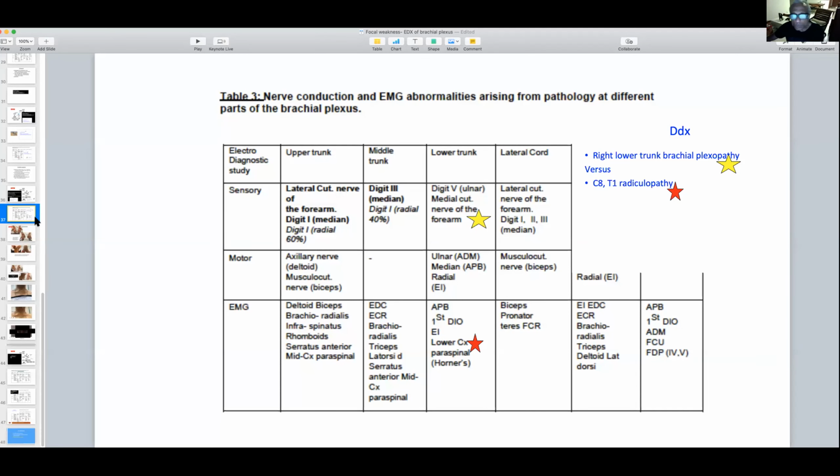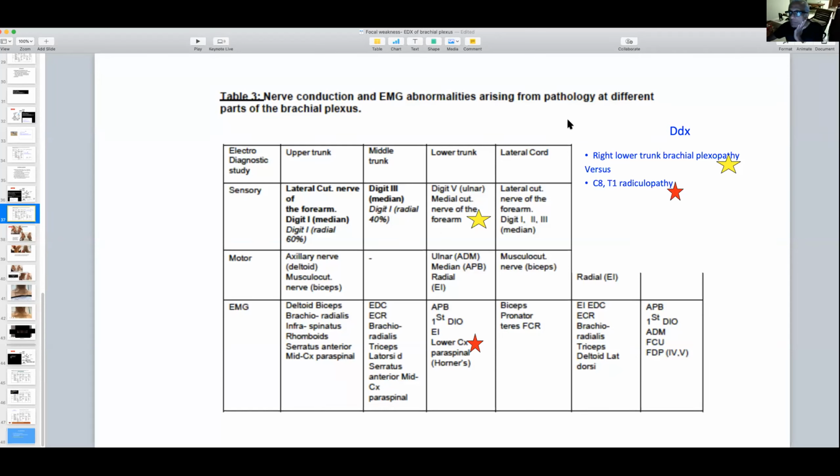This table will tell you which part of the brachial plexus you are suspicious of, and what the differential diagnoses are. And therefore, what sensory nerves must I do? What motor nerves must I do? What EMG must I do? And then you can get the answer within a few minutes.